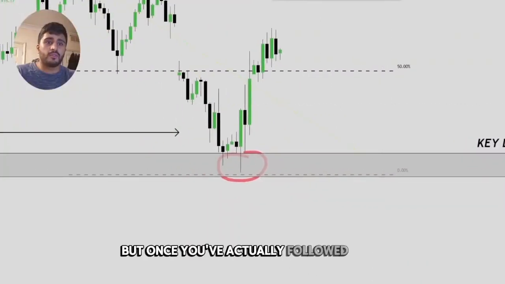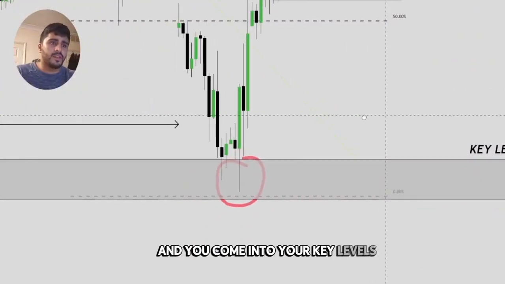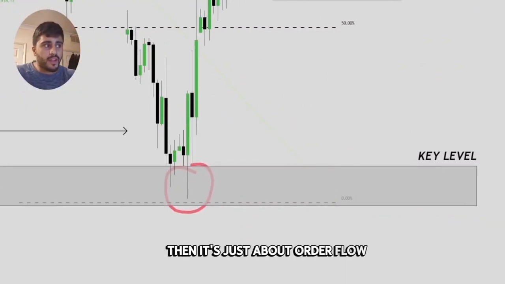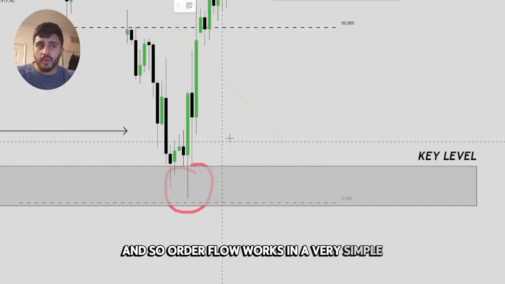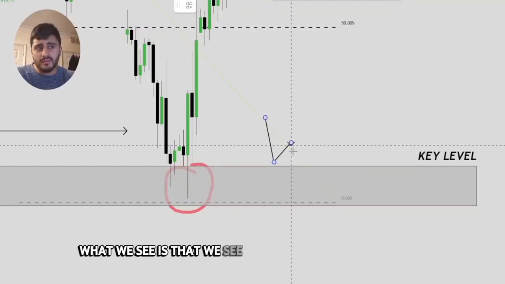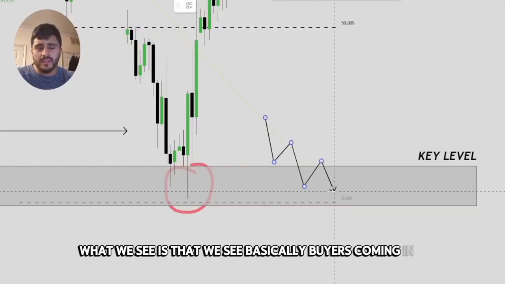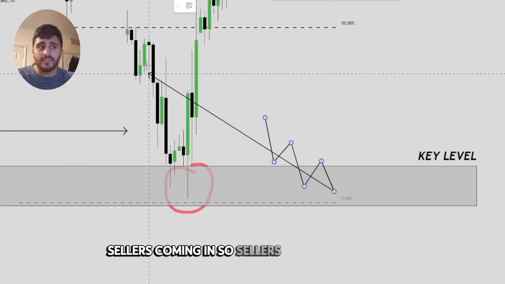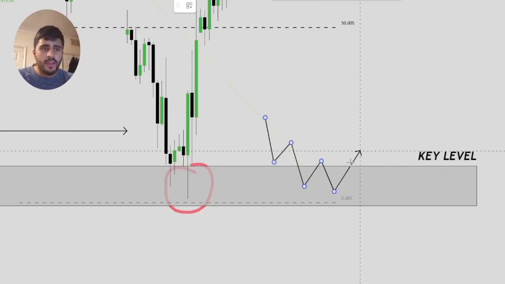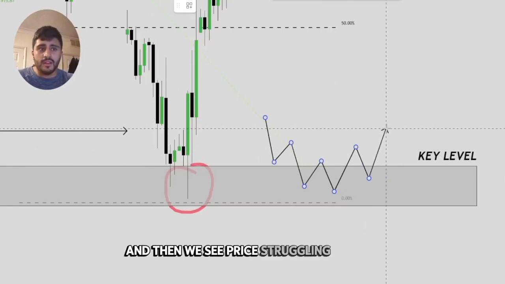Once you've actually followed a process and you've come into your key levels, then it's just about order flow. And so order flow works in a very simple way. What we see is basically sellers coming in, so sellers are driving price down. And then we see price struggling to go down.